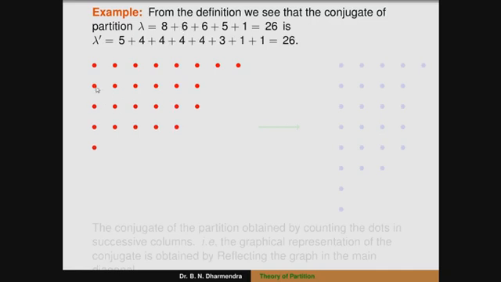So what I have to do is interchange the rows and columns. The first one is 5, 1 2 3 4 5. The next one is 4, 1 2 3 4, again 1 2 3 4, this number. Again the next one, 1 2 3 4, here also 1 2 3 4, this number. Again 1 2 3, this one, and 1 2. So the conjugate of the partition, that is lambda dash, is 5 plus 4 plus 4 plus 4 plus 4 plus 3 plus 1 plus 1, that is equal to 26.